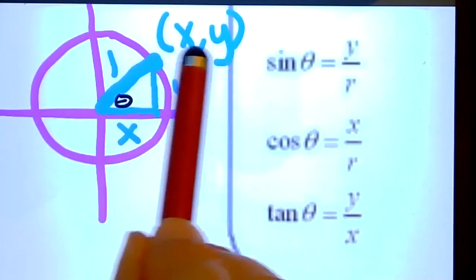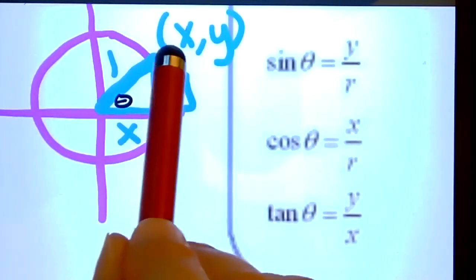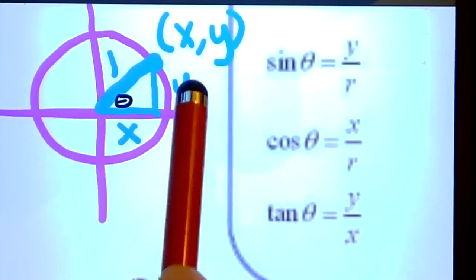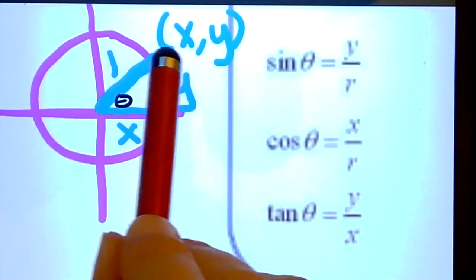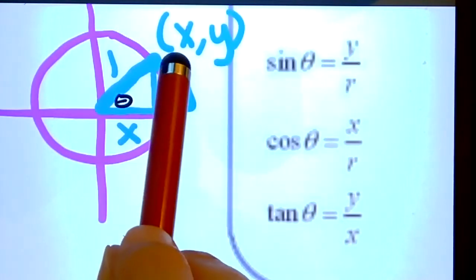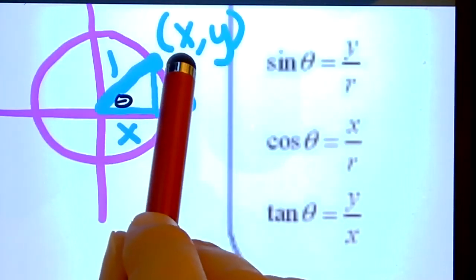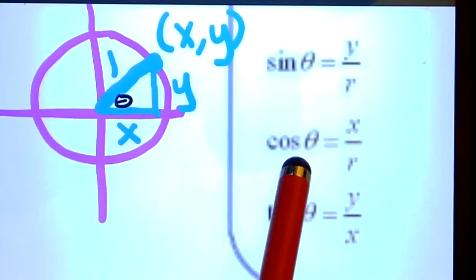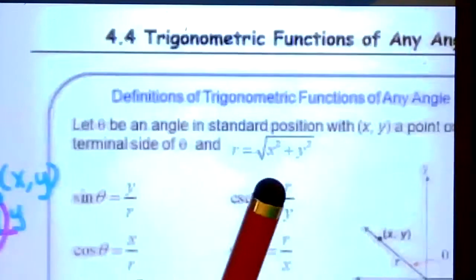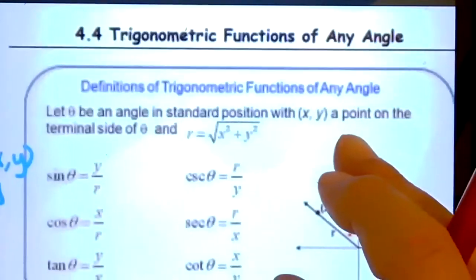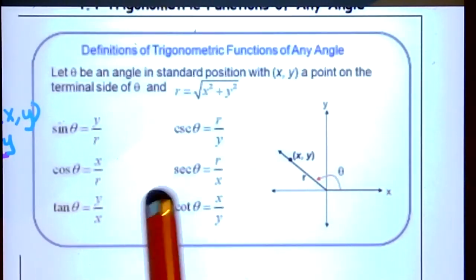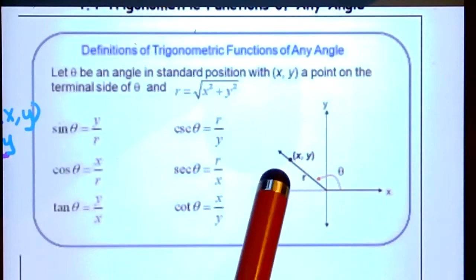So when you see these coordinates, if it's on a unit circle, then this is your cosine and this is your sine. But if this is not on a unit circle and you just have coordinates, don't take the x to necessarily be your cosine. It's going to be your adjacent over your radius, x over r, and your sine is going to be y over r. So all of these over here are with us dealing with a radius of r.